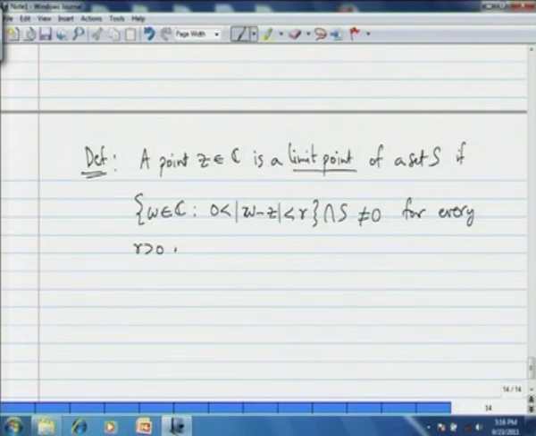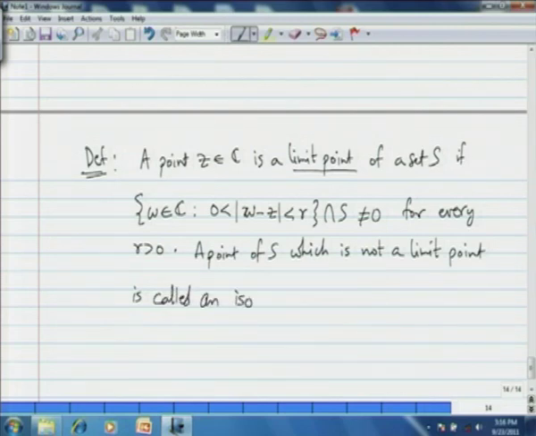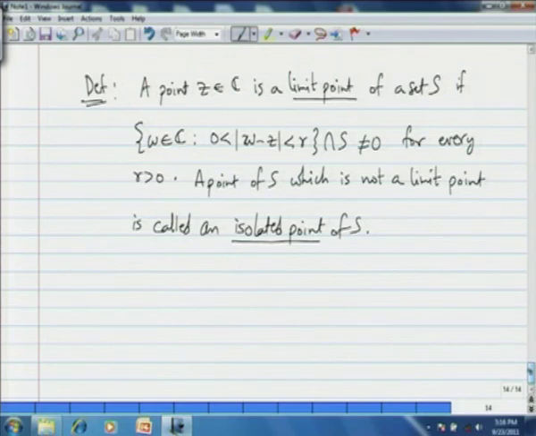Okay, so let me complete the definition. A point of S which is not a limit point is called an isolated point of S. So, a limit point is essentially a point such that there are points in the set S which come closer and closer to that point.